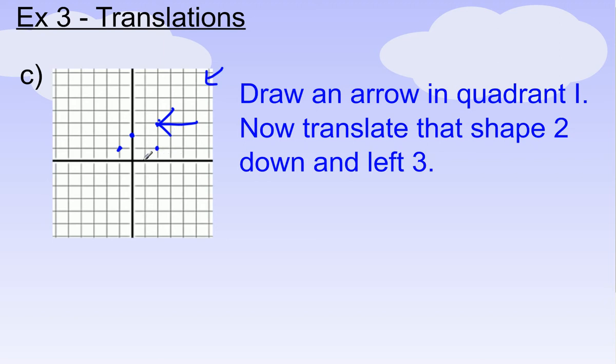Down 2, 1, 2, 3 to the left. There we go. And I get an arrow that looks more like that. And if I label some points A, B, this will be A prime and B prime. So this is the translation that took place.